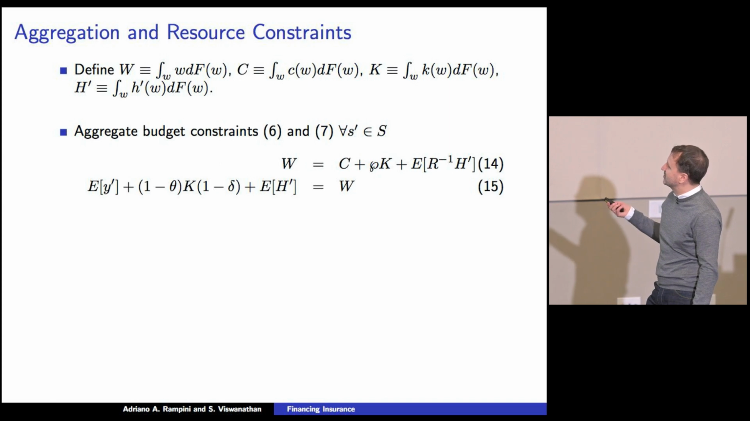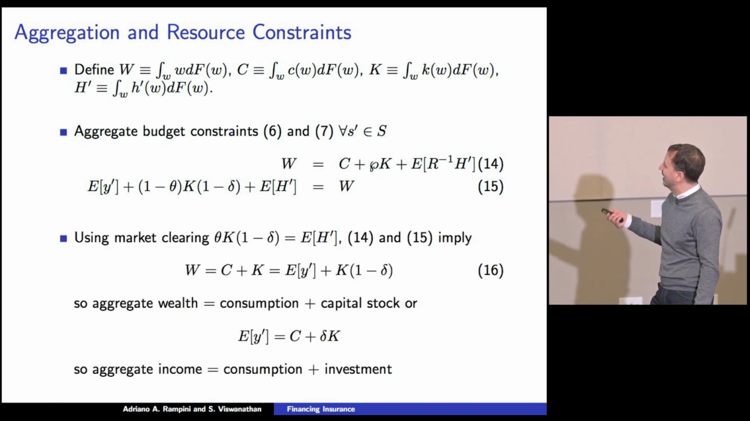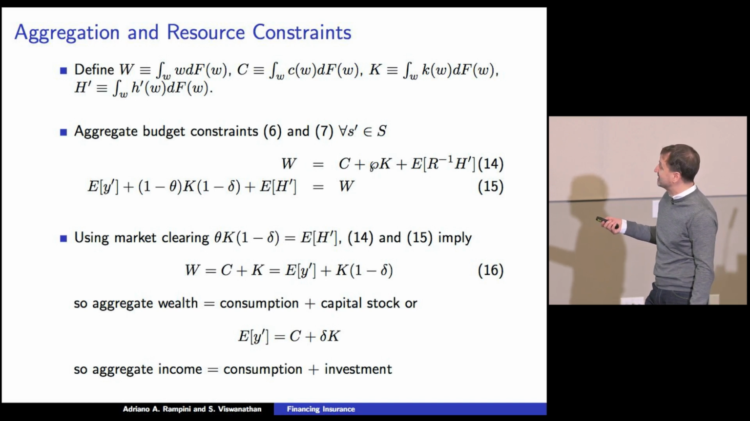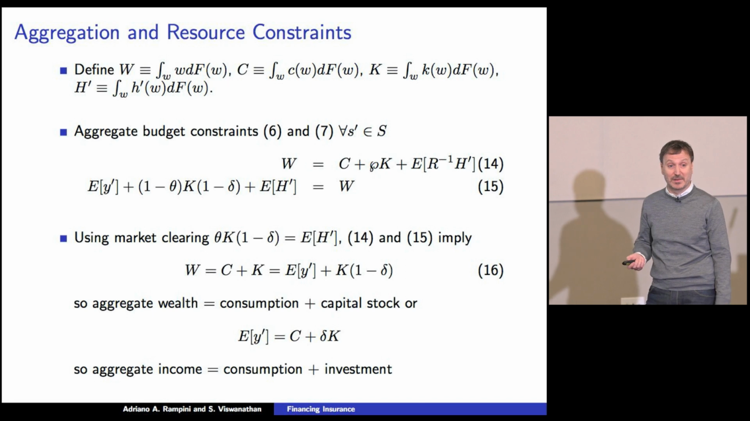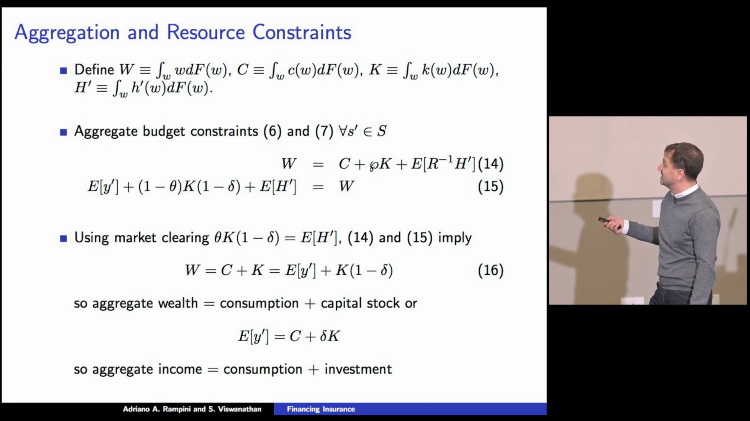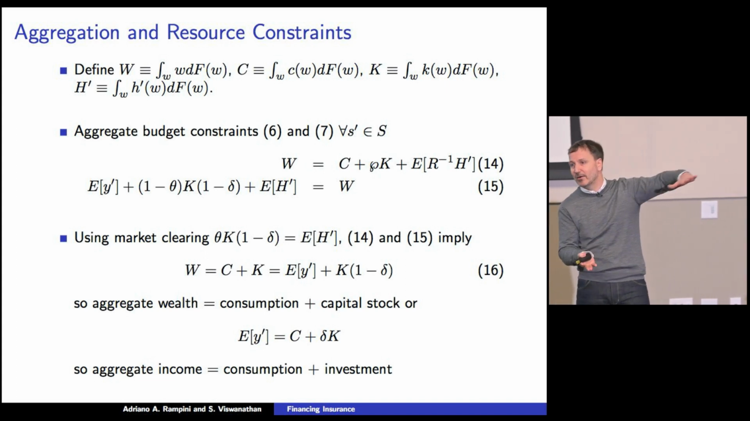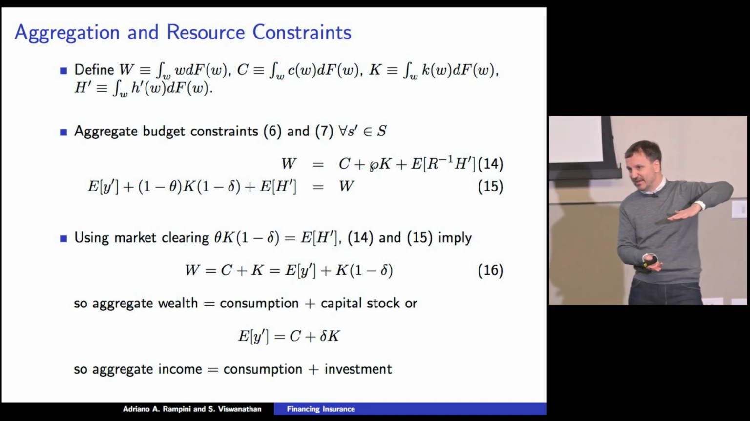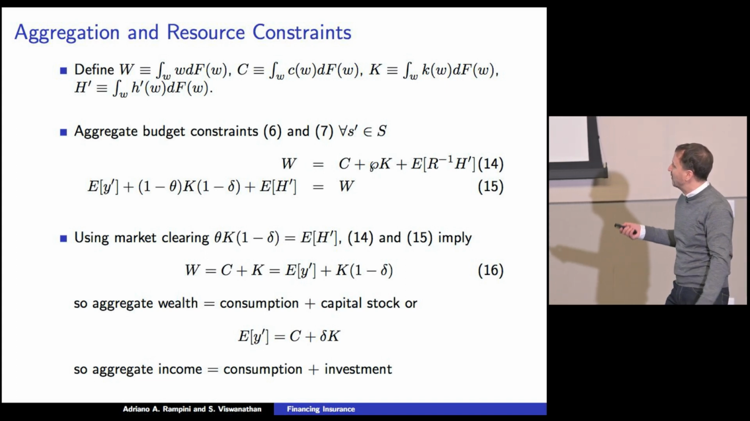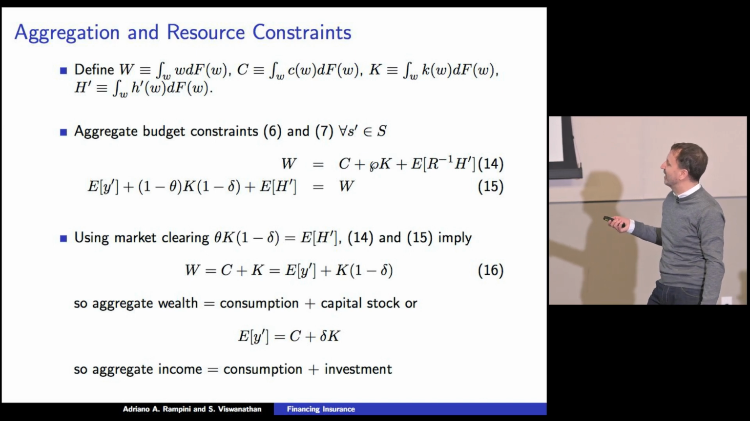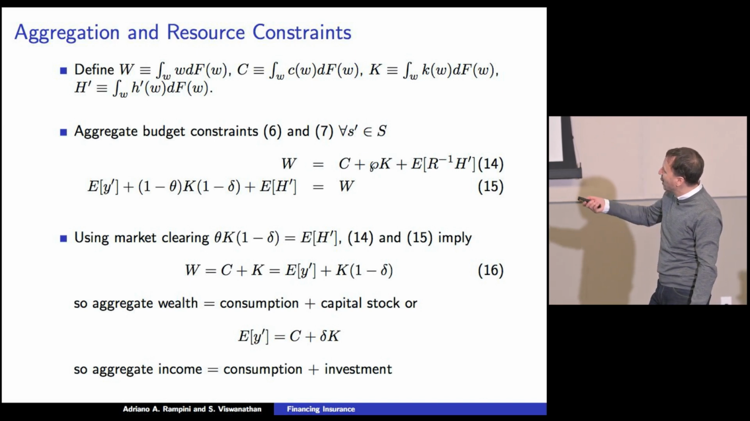The budget constraints are linear, so you can aggregate them. You get reasonable things. Of course, aggregate consumption in the economy equals aggregate income, which equals aggregate consumption plus the investment in capital. I'm looking here, of course, at the stationary state, so we are keeping the capital stock the same by continuing to invest delta K.